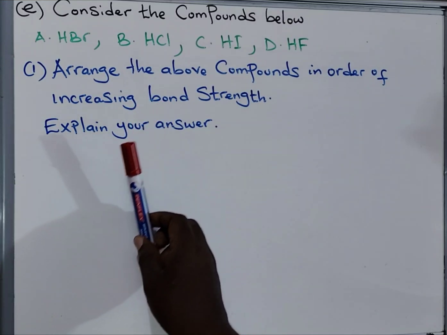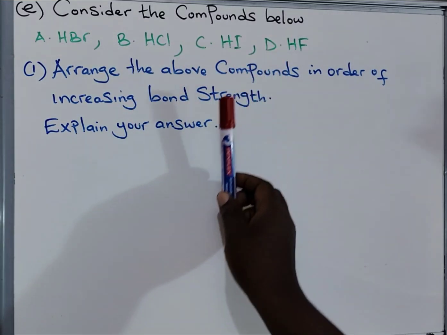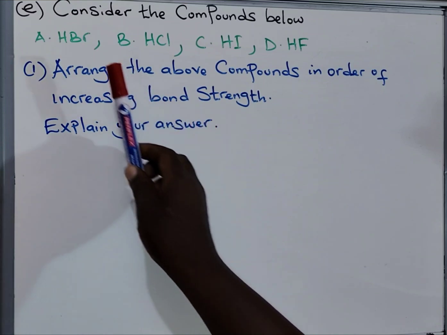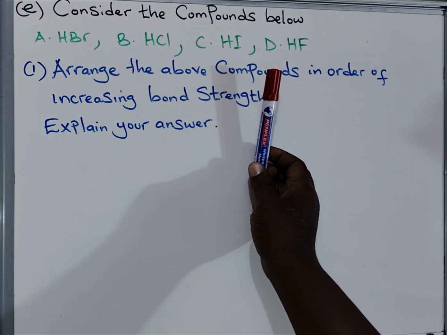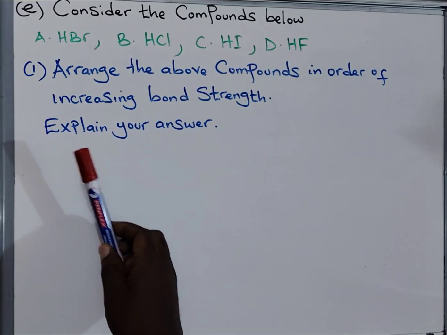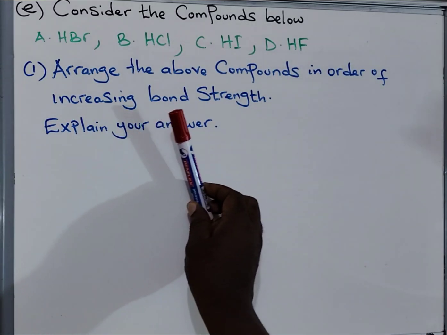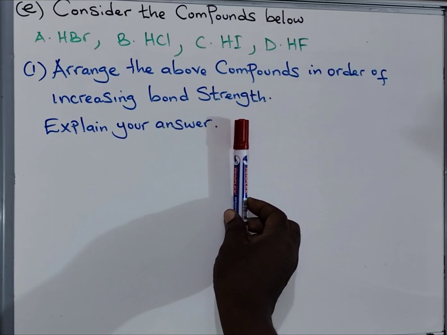Then we come to this question. It says, consider the compounds below. It's hydrogen bromide, hydrogen chloride, hydrogen iodide, and hydrogen fluoride. And the question says, arrange the above compounds in order of increasing bond strength.